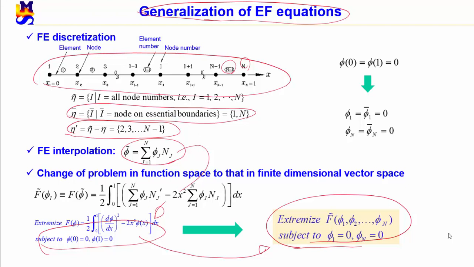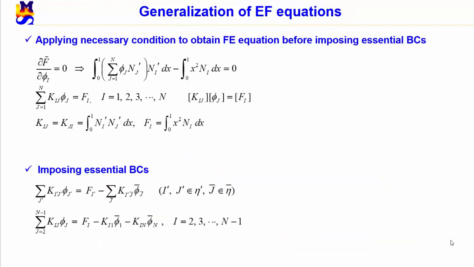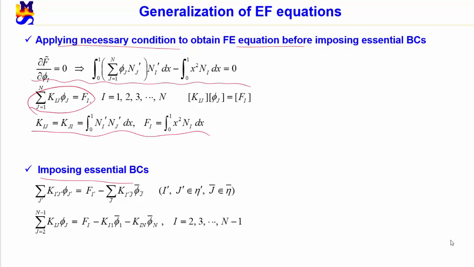Yes, of course, this can be easily handled by human beings. Applying this necessary condition to the objective function in the approximated nonlinear programming problem before imposing essential boundary conditions, we can get this intermediate finite element equation. After imposing essential boundary conditions, we obtain these finite element equations.